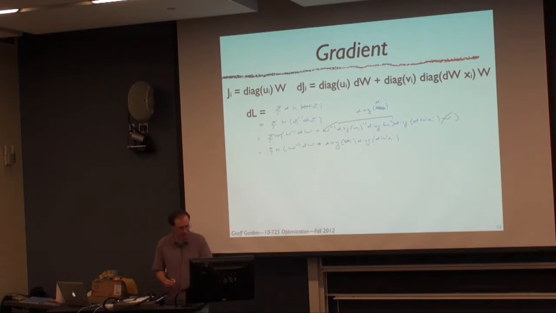Okay, so now I'm just going to break this up into two terms, right? So I can write this trace plus trace of that, right? And now the trace of a product of diagonal matrices, that's actually just the ordinary dot product between those two vectors. And so we now have that this is alpha_i transpose dW x_i. Okay?